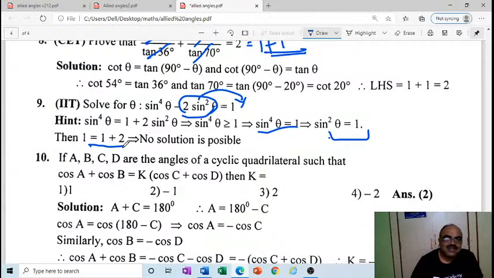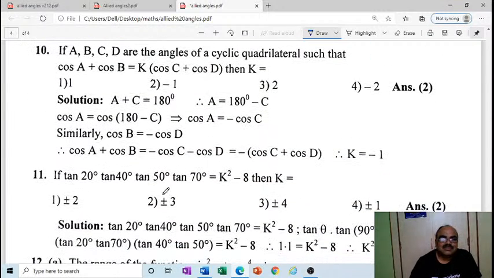Similarly, last sum for the day. ABCD are the angles of a cyclic quadrilateral such that cos A plus cos B equals K into cos C plus cos D. What do you know about cyclic quadrilateral? The opposite angles will add up to 180 degrees. A plus C is 180, B plus D is 180.